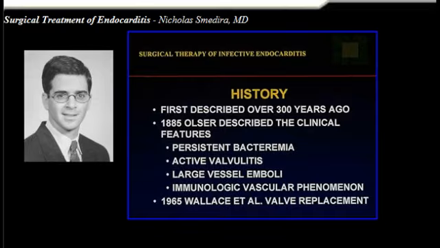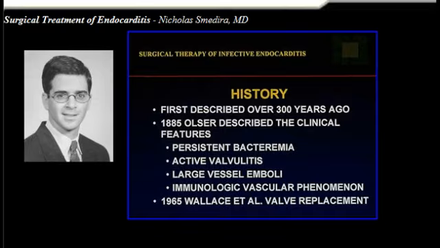Now, the history of endocarditis is quite long. We've known about endocarditis for over 300 years, and it was very intimately described by Osler back in 1885, and I'll show you his description in a second. He identified the four cardinal features: persistent bacteremia, a valvulitis, large vessel emboli, and then this immunologic vascular phenomenon. But it was many, many years until we had antibiotics before we could do anything to effectively treat these patients.